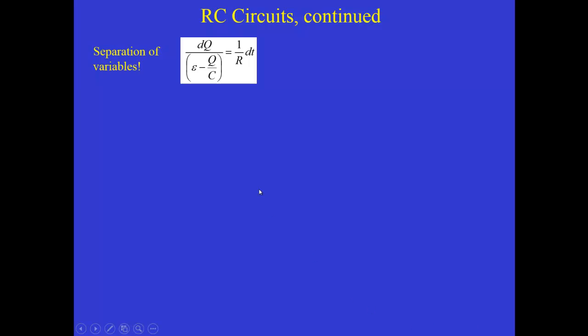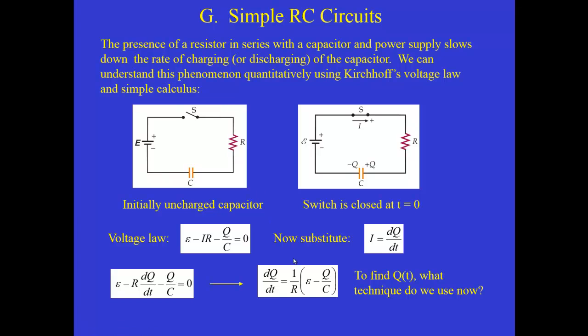And we accomplish that. Let me just step back a moment. There's the equation. We accomplish that by dividing both sides by epsilon minus Q over C, and then multiplying both sides by dt. So when we do it, we get this result. And now we've separated the variables. On the right-hand side, we only have time. On the left-hand side, we only have charge. So we're ready to integrate.